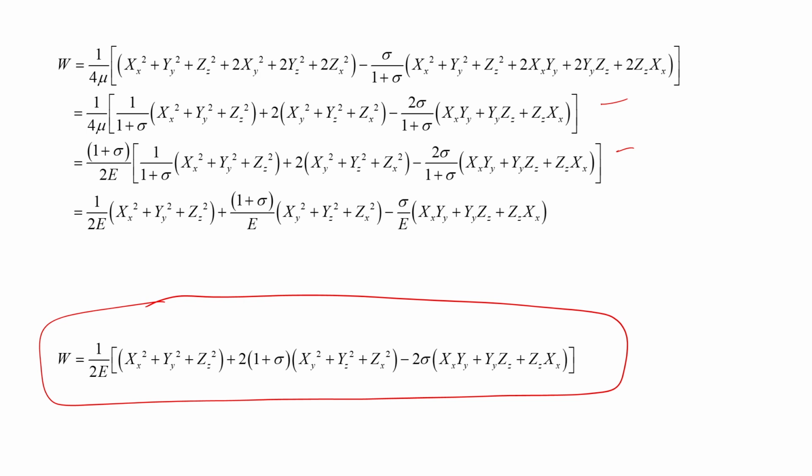Finally we get this, and this is the expression of W, the strain energy density function in terms of the stress components σxx, σyy, σzz, σxy, σyz and σzx. In some problems the stresses may be defined, but the strains are not defined, so we need to calculate the strain energy. We can actually make use of this expression.